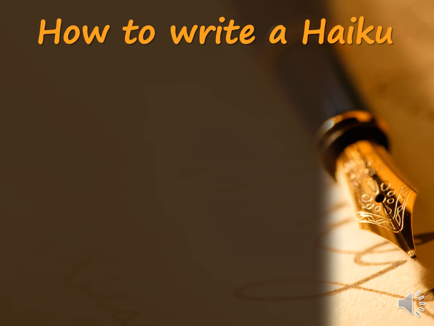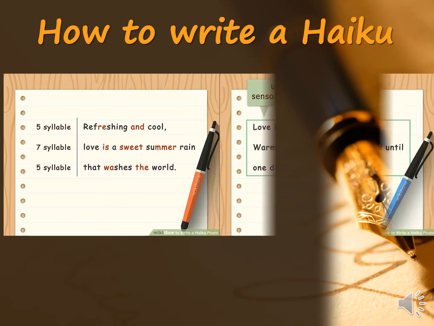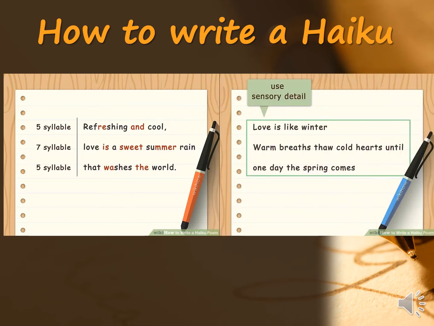Writing a haiku is very easy, though there are rules for it. As we said before, it consists of 3 lines, 5 syllables for the first line, 7 syllables for the second, 5 syllables for the last line. You should also include sensory details that is related to the 5 senses.